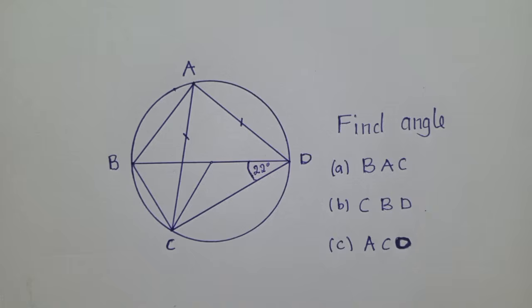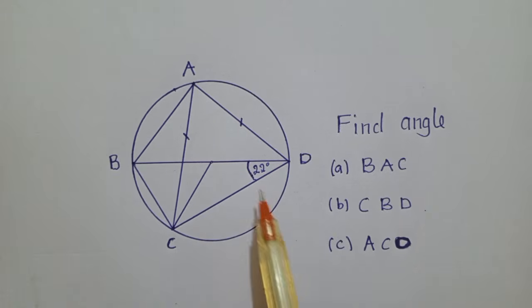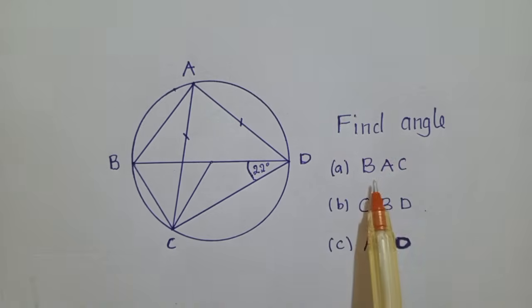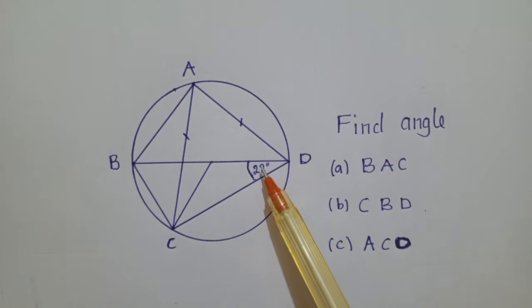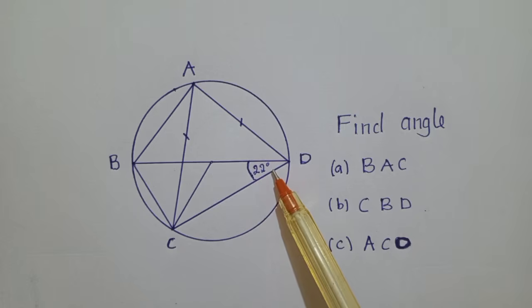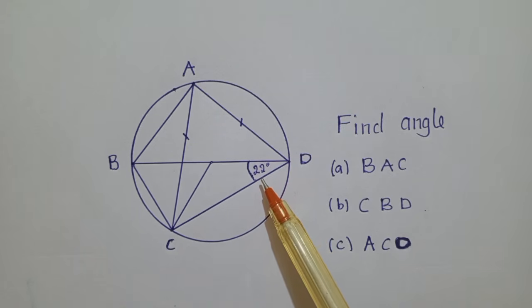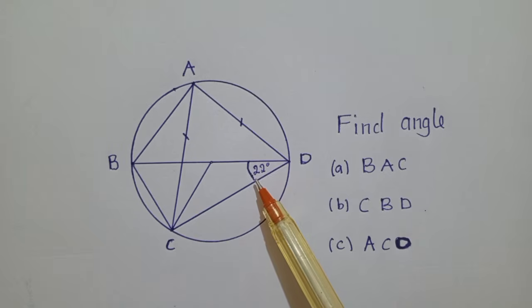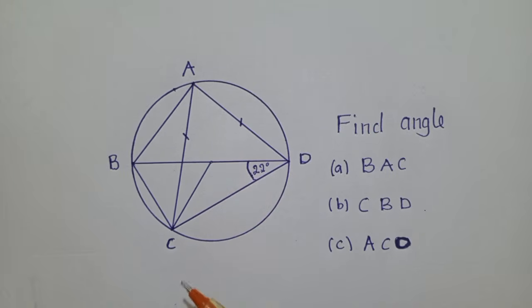This is Sichamba Jacob. Alright, so we've been given this question right here. They want us to find the angles, these three angles. And they've only given us 22 degrees here. So to answer this question, we need to understand the properties under circle theorem. We'll only discuss two of them which are important to guide us to answer this question. Let's check out the properties.